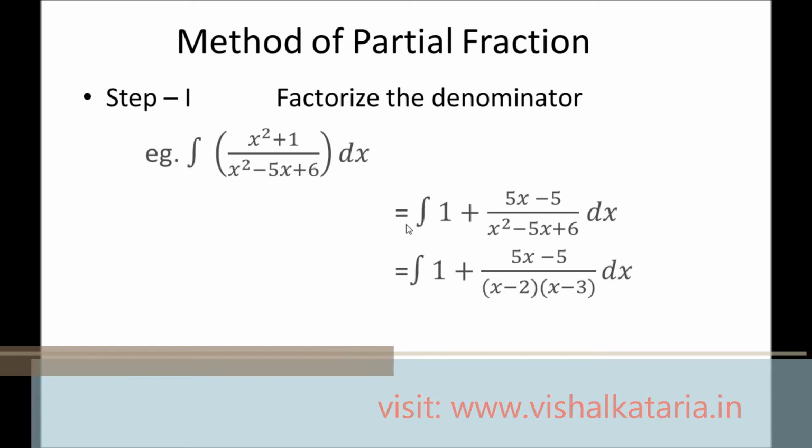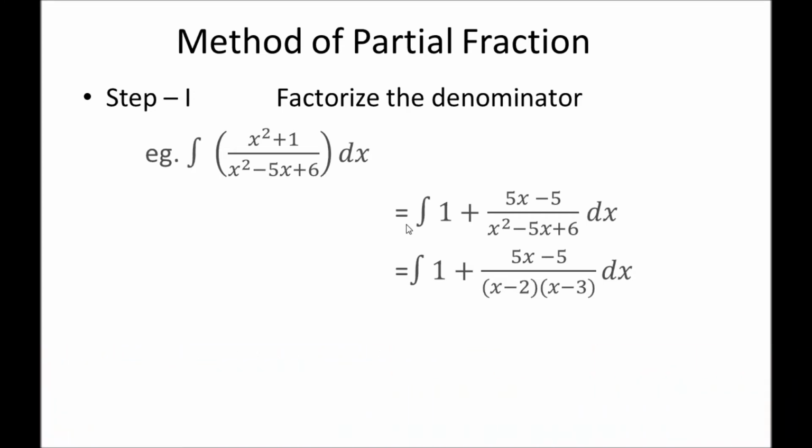Now, factorizing the denominator of the fraction, it will become (x minus 2) and (x minus 3). As far as 1 is concerned, the integral is very simple. We will get x as the integral. Now, we will discuss how to find the integral of the given fraction, which is (5x minus 5) upon (x minus 2) times (x minus 3).